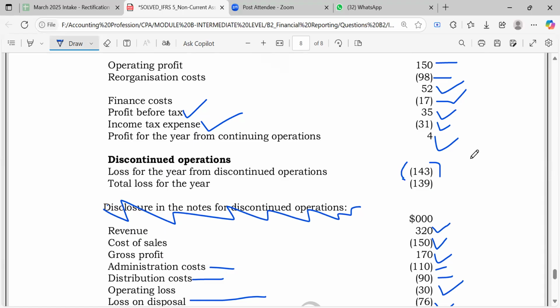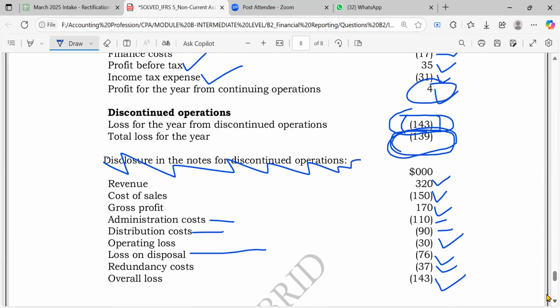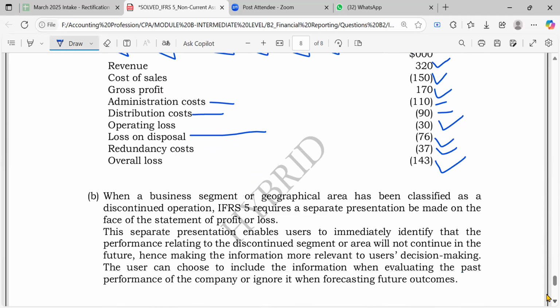So you'd see, on continuing operations, I had a profit of 4. On discontinued, I had a loss of 143. For the profit of 4 and loss of 143, we have a net loss of how much? 139. You see that? You do that and everything works out well. So it's just that way.